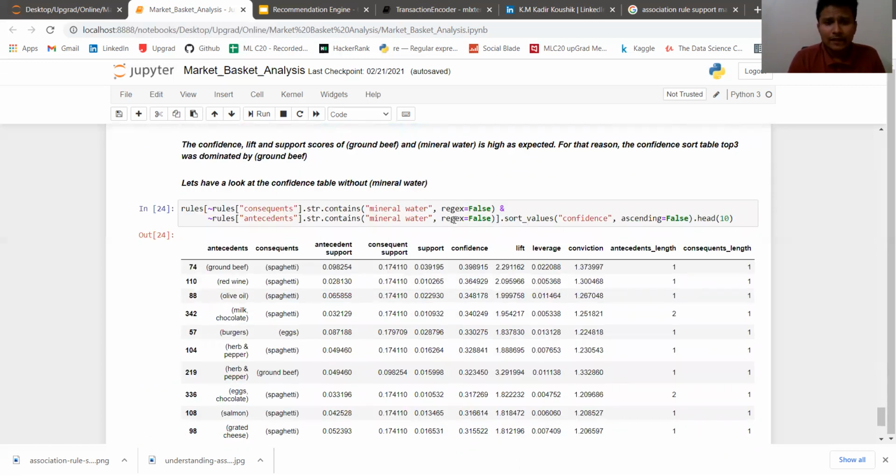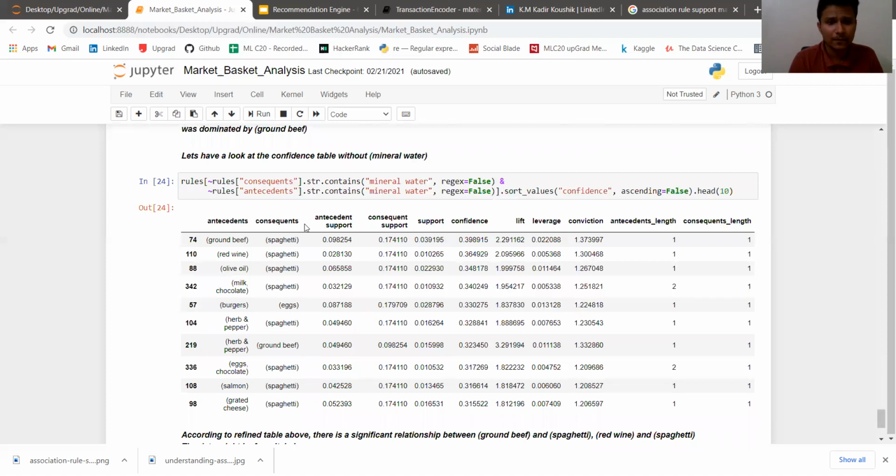So finally, I have sorted the values, to check all those consequents and antecedents which contain mineral water and which do not. The reason behind this code is that mineral water is obviously a very popular item, as we have seen before. So let's skip all those baskets which have mineral water, and let's see other baskets which do not contain mineral water, either as a consequent or antecedent.